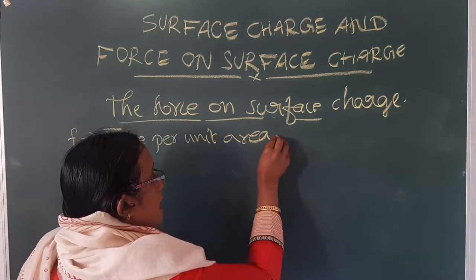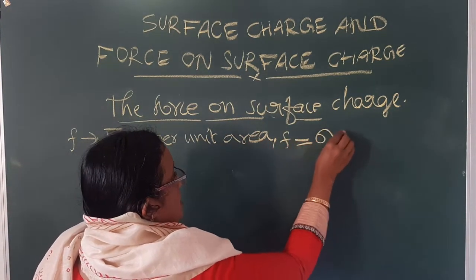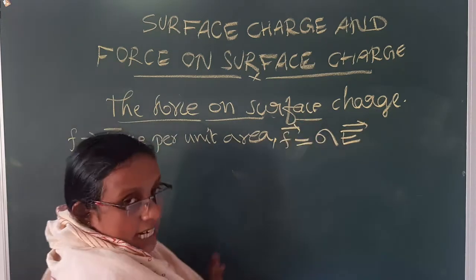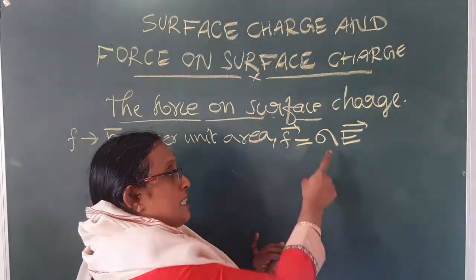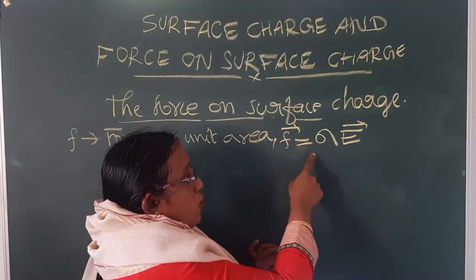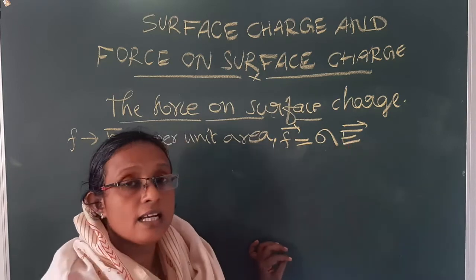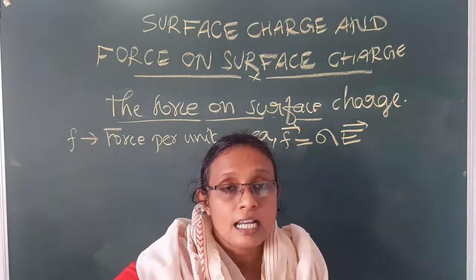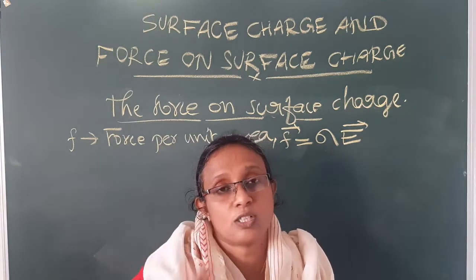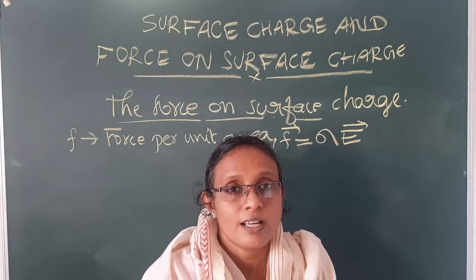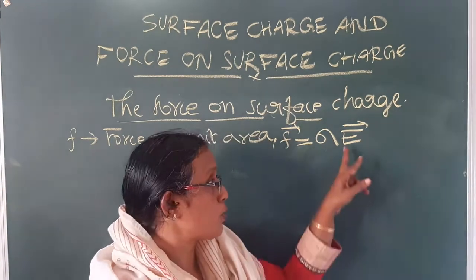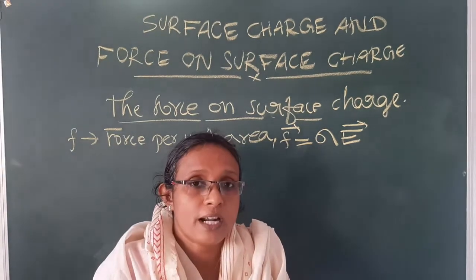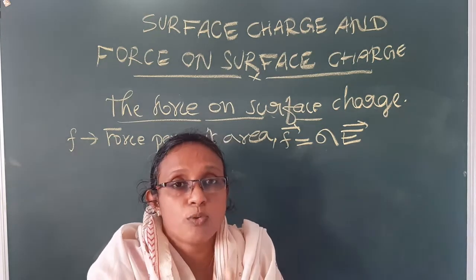Then this f is equal to sigma E. The force per unit area on a surface charge sigma is given by f equal to sigma E, where E is the electric field. Now the question is, we already learned that the electric field is discontinuous on the surface of a conductor. So what electric field do we want to use here? That is the question, because there is an electric field below the conductor and an electric field above the conductor.